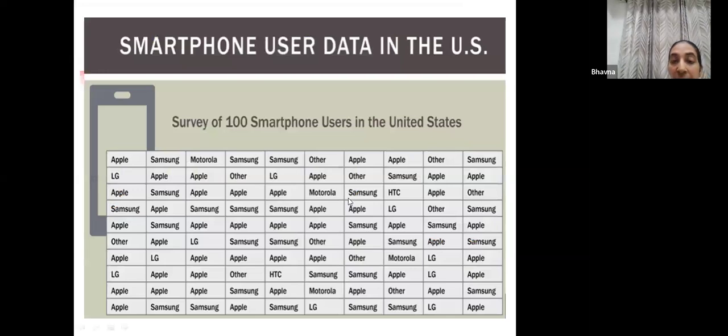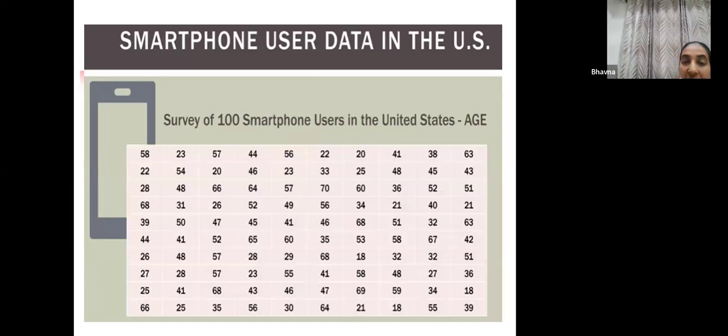Okay, you remember we talked about this example in the last class, survey of 100 smartphone users in the United States. We talked only about the names of the smartphones that people were using, and we drew what? We drew a bar diagram out of it. But today, we are talking not about qualitative data, but about quantitative data. So we are not talking about the names per se. There is no nominal data here. We're talking about age, right? Survey of 100 smartphone users in the United States, age. We'll write the age of all of these 100 smartphone users.